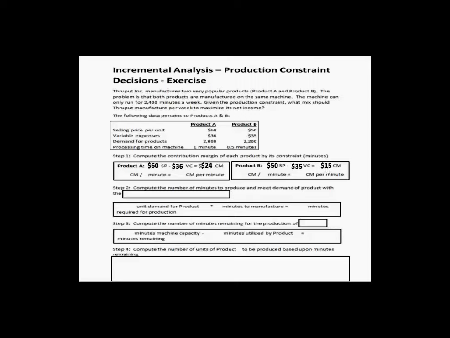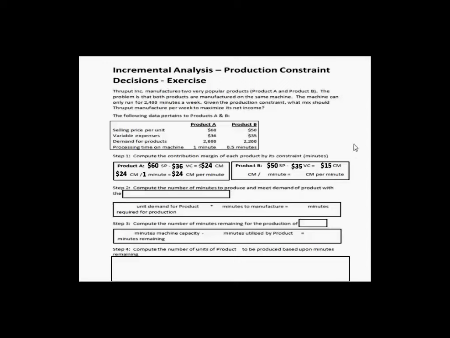But since we have a production constraint, we need to understand what the contribution margin is if we restate it in minutes. So step one is compute the contribution margin of each product by its constraint, and the constraint is minutes. So if we take the contribution margin of product A, $24, we divide it by the 1 minute that it takes to make that product. That means when we produce the product, we can earn $24 of contribution margin per minute.